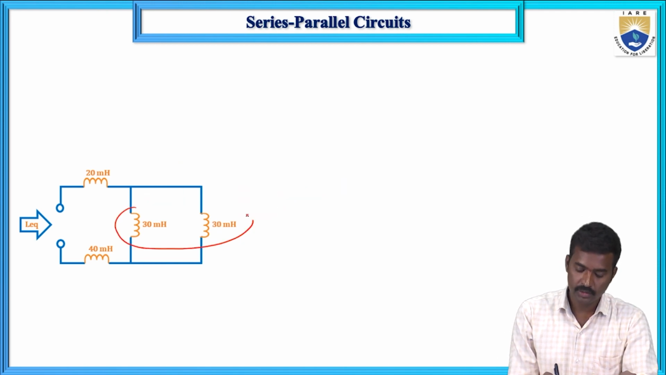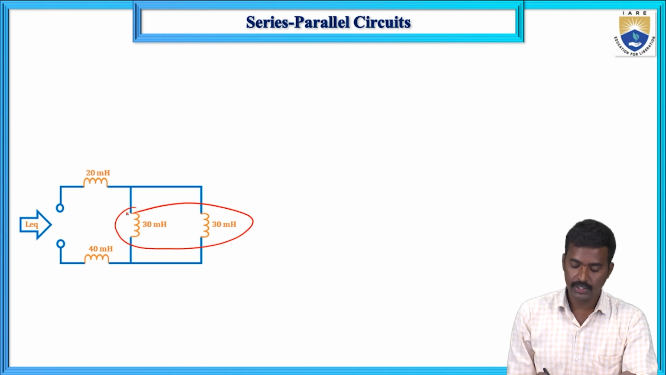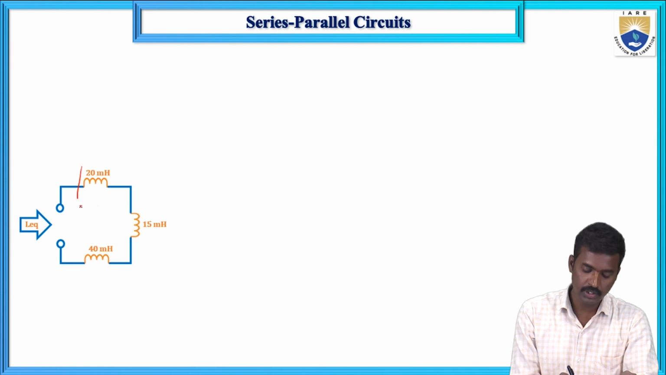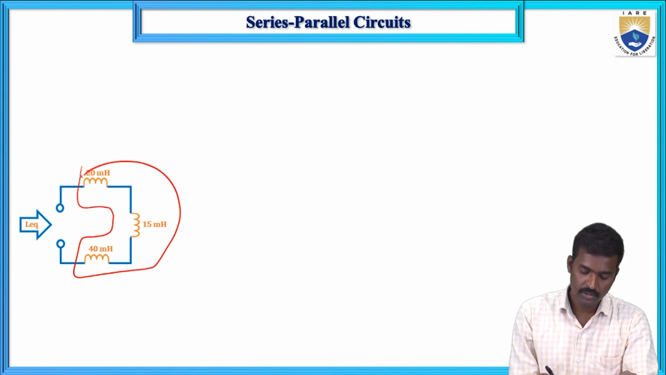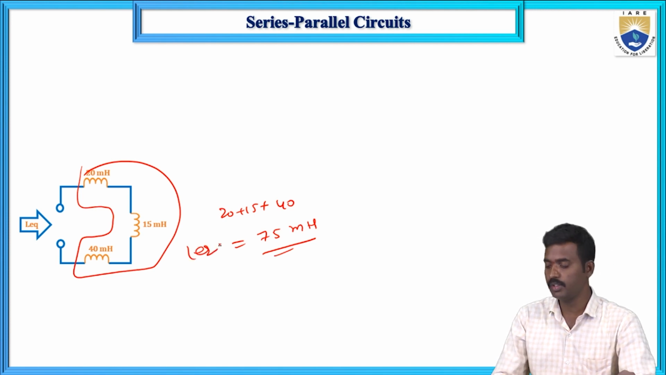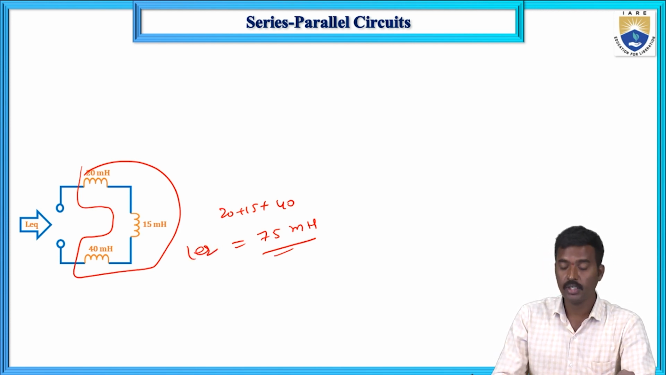Next, these two, 30 and 30, are connected in parallel. So 30 into 30 divided by 30 plus 30 is 15. Now these three are connected in series: 20 plus 15 plus 40 equals 75 millihenries, that is the L equivalent. The equivalent inductance between the source terminals is 75 millihenries.